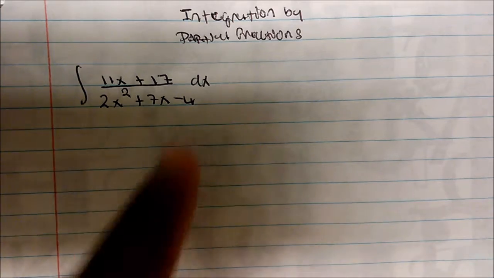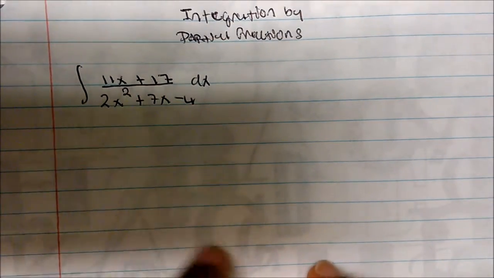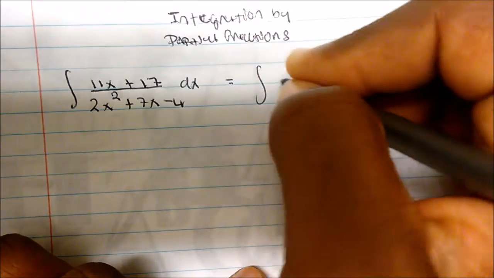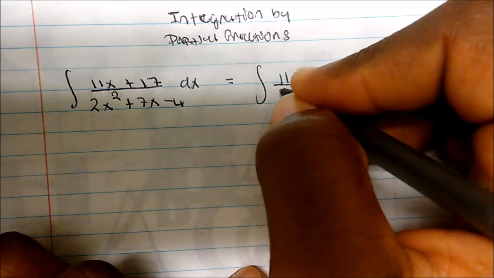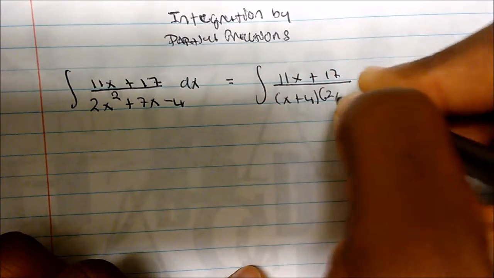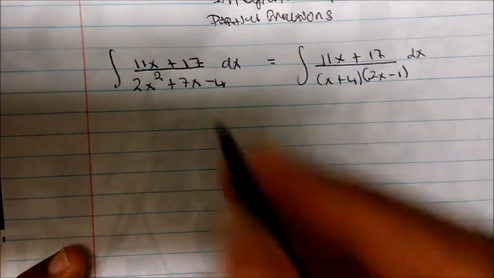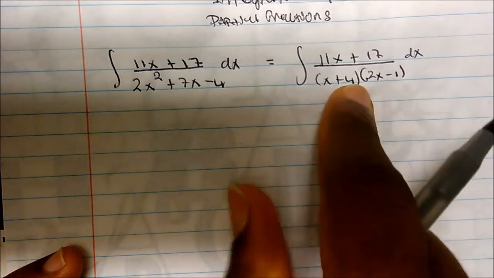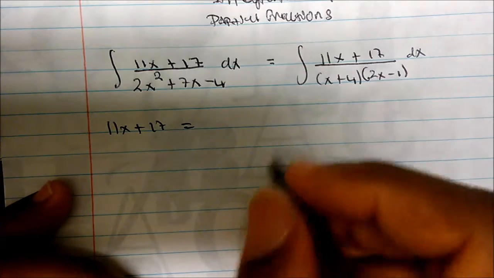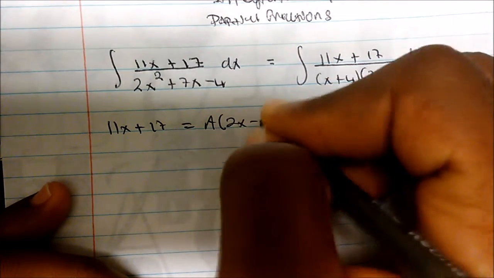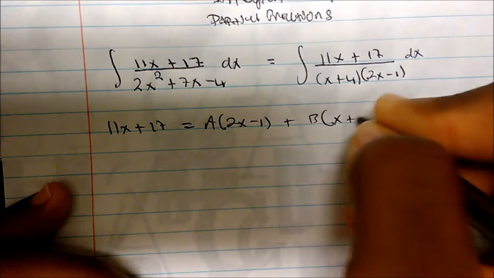Okay. And so the idea for this one is that, again, it looks to me as if the bottom is factorable, so I could rewrite this as the integral of 11x plus 17 over, what are my factors? x plus 4 and 2x minus 1 dx. Okay, so if I split this up and multiply, I'm going to skip a couple steps here since I've been doing it the long way. Essentially I'll get 11x plus 17 on the top, and that is going to be equal to a times 2x minus 1 plus b times x plus 4.